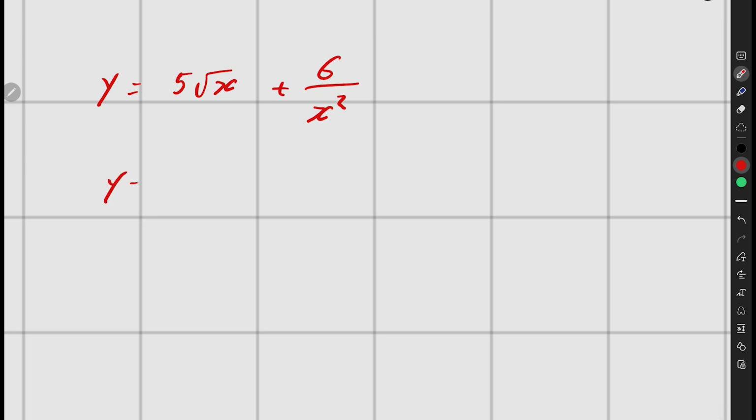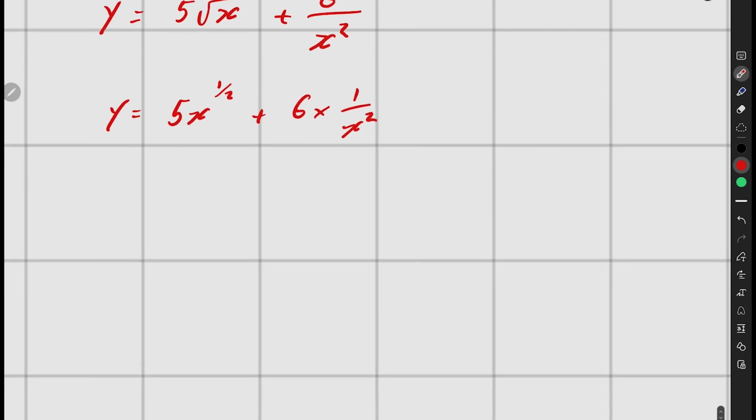First off, we're going to write this to make it a bit more simple. We know that the square root of x is the same as x to the power of a half. We're going to have 5x to the power of a half. And we know that we're going to have 6 times 1 on x squared. It doesn't really matter how you write these, but I'm just trying to show you to make it a bit more simple.